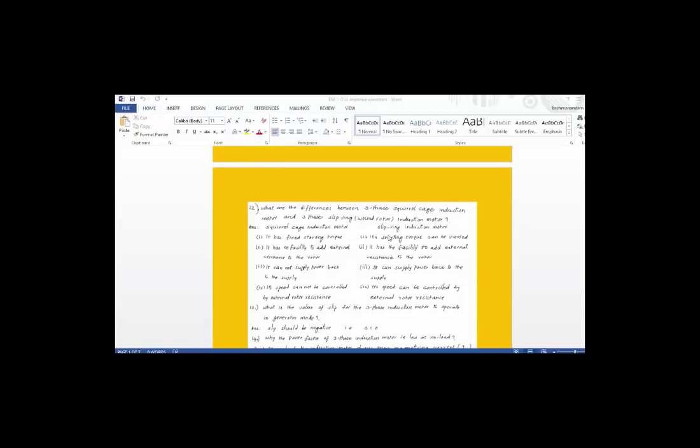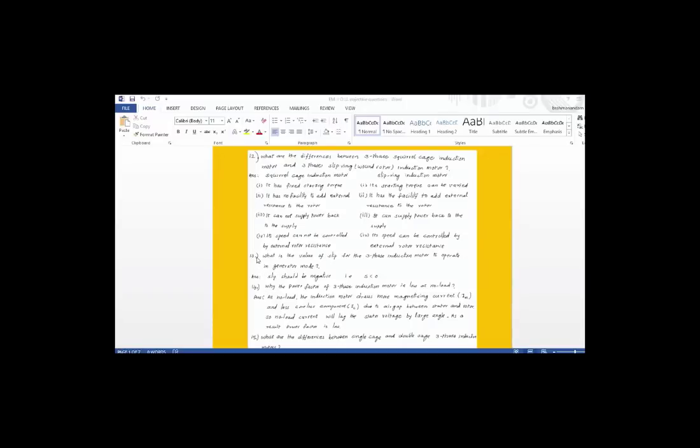And coming to the slip ring induction motor, first point, its starting torque can be varied, means we can attain any value we require. Second point, it has the facility to add external resistance to the rotor. Third point, it can supply power back to the supply or bus bars. Fourth point, its speed can be controlled by external rotor resistance.